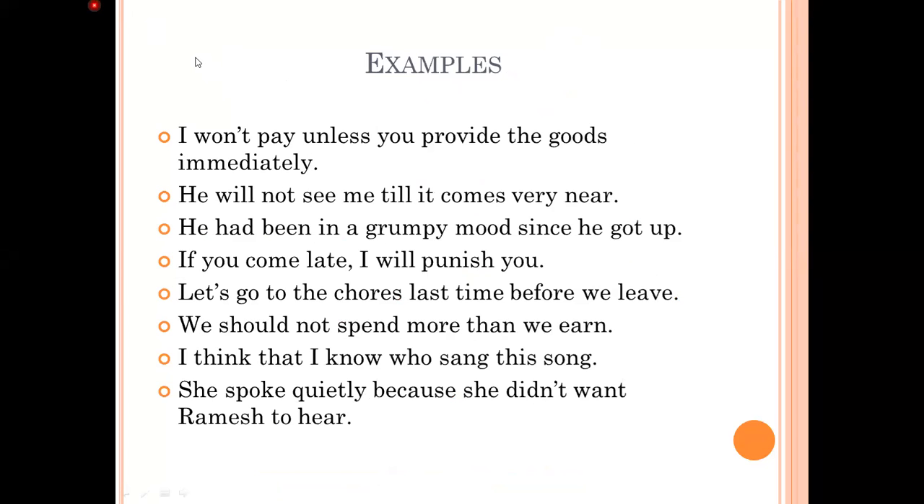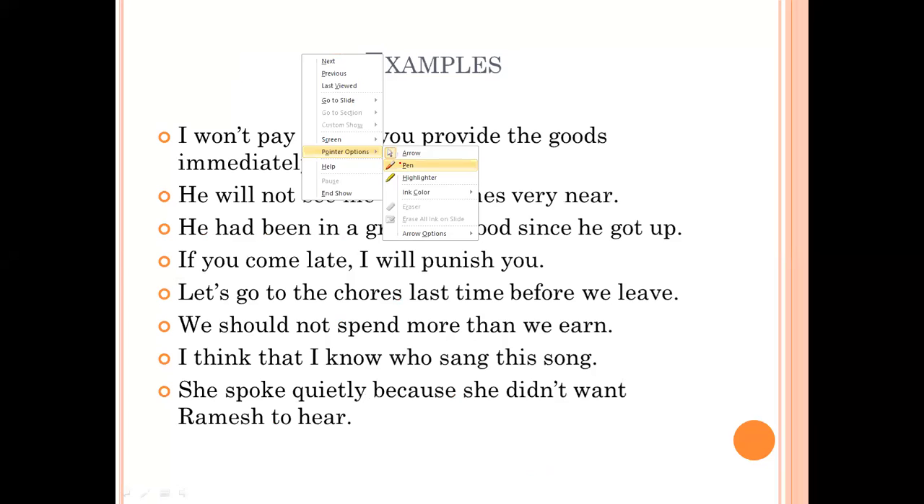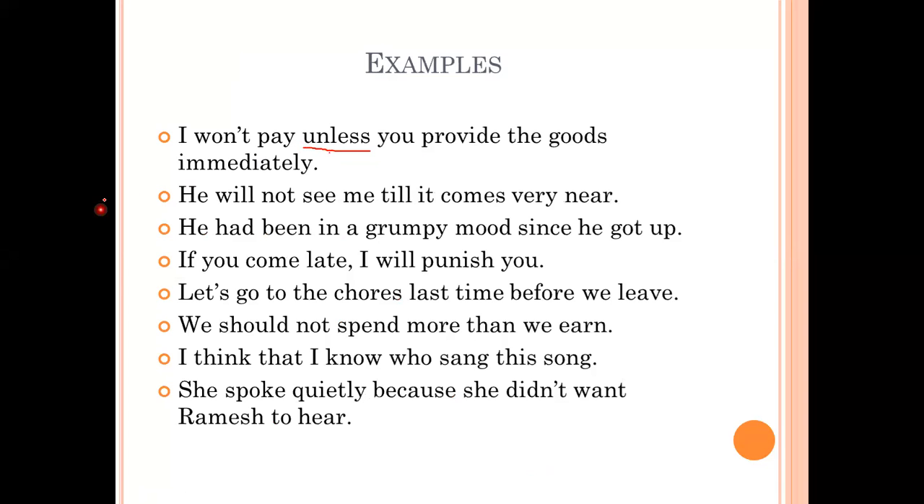It says, I won't pay unless you provide the goods immediately. So which conjunction is used here? Unless. Yes, here it is unless. So then you just try to check it with main clause and subordinate clause also. Then second one, he will not see me till it comes very near. Till. Till it comes very near. He had been in a grumpy mood since he got up. Since. Yes, that's right. Since.